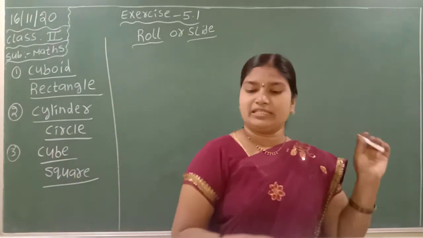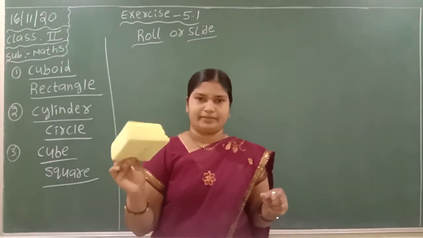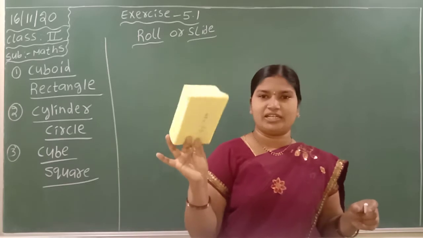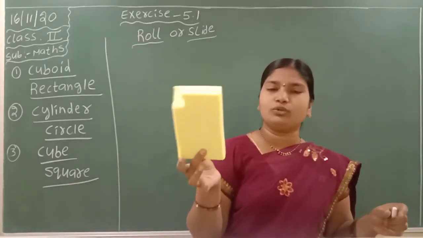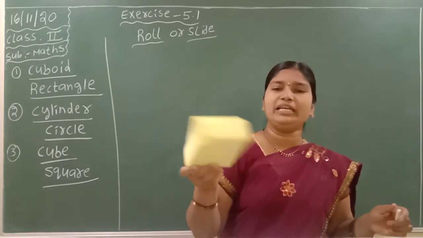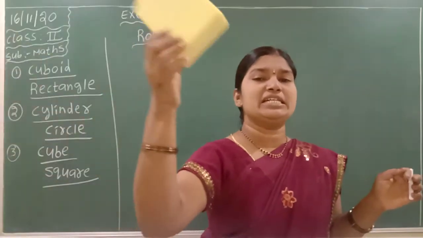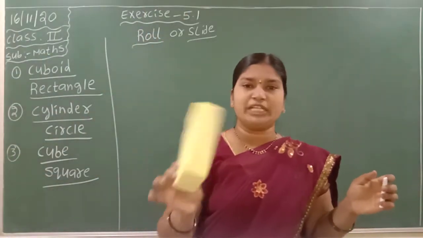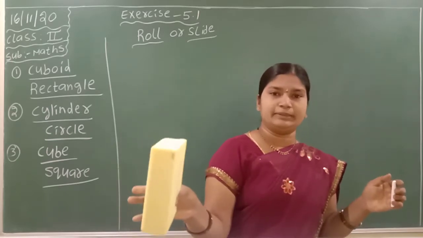Okay. And slide. Slide is nothing but, here one duster is there. What is this, children? Duster. I am just throwing the duster. What will it do? The duster will sit in one place. That means it is slide. The objects that cannot move continuously are known as slide.